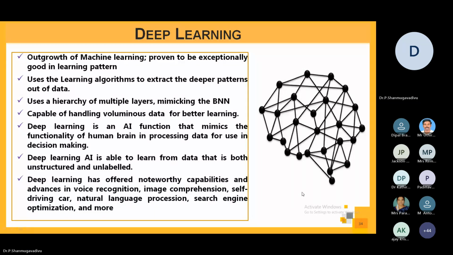Deep learning is an AI function that mimics the functionality of the human brain, and as the brain processes, the model is able to process the data for the purpose of decision making. So deep learning AI is able to learn from data that is both unstructured as well as unlabeled. Underline this. In the earlier case, it should be an ordered set of data, but deep learning can work on ordered or unstructured sets of data.